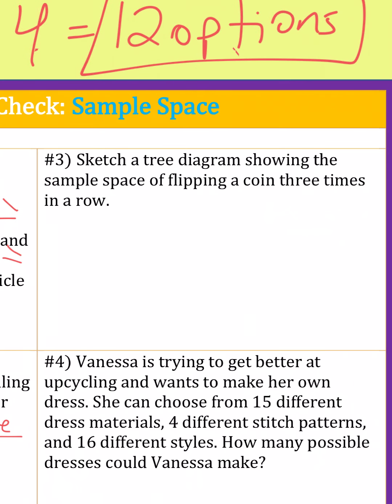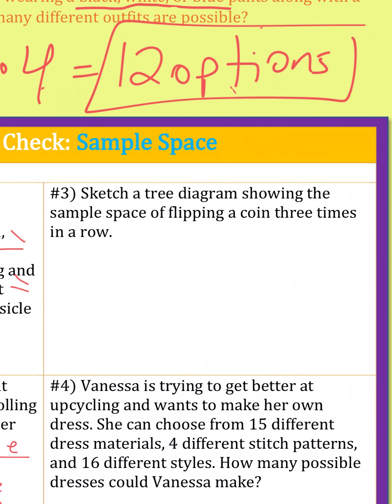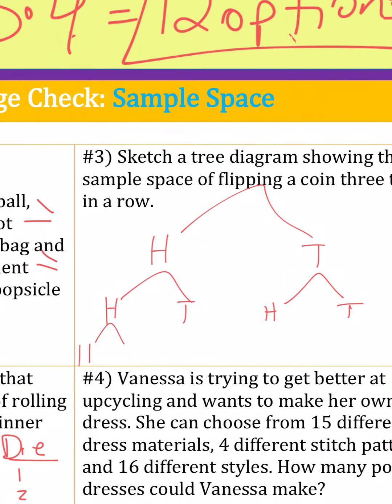Number 3, sketch a tree diagram showing the sample space of flipping a coin 3 times in a row. Okay, so first flip is heads or tails. Actually, let's learn from our last mistake. Oh, Barry's crying because he realized we screwed up last time. You're right, Barry. So we could have heads or tails. I gave myself more room. And then from there, I could have heads or tails. That's flip number 2. Or if I got tails, maybe I could get tails, heads, or tails, tails. And then I could have a third flip. Heads, tails, heads, tails.